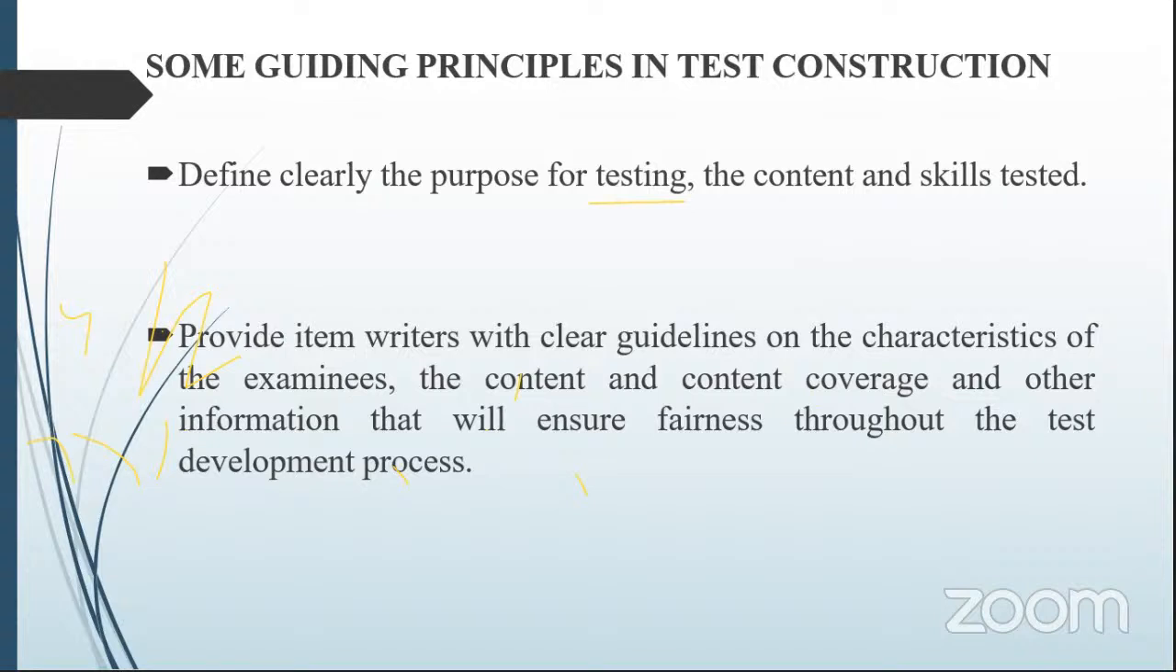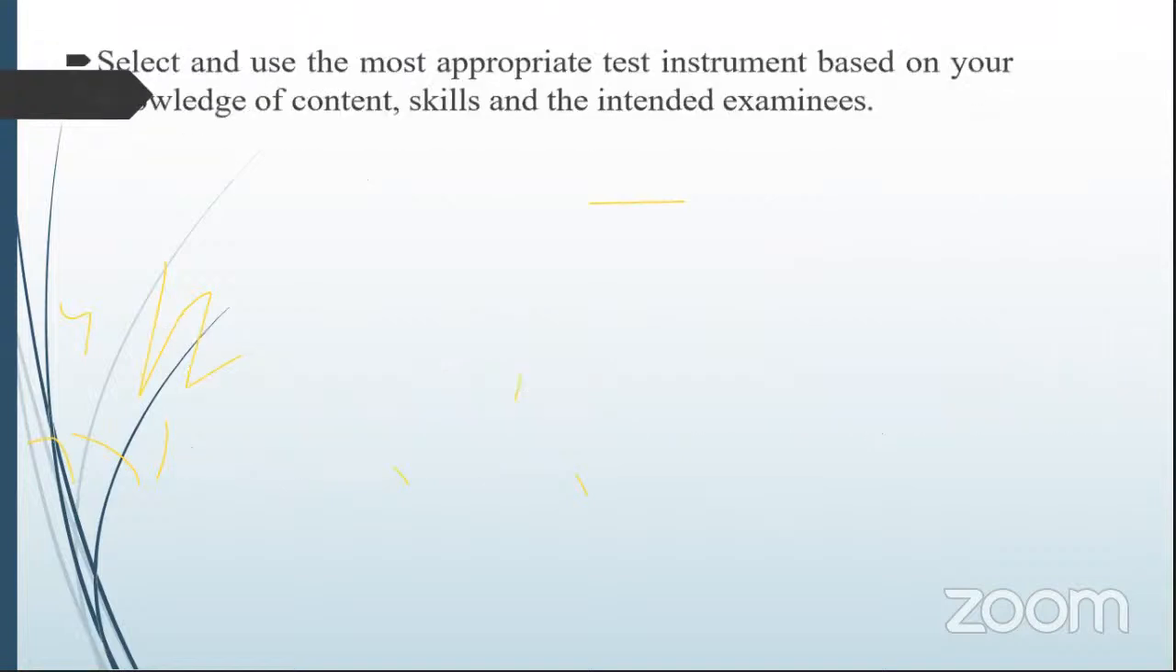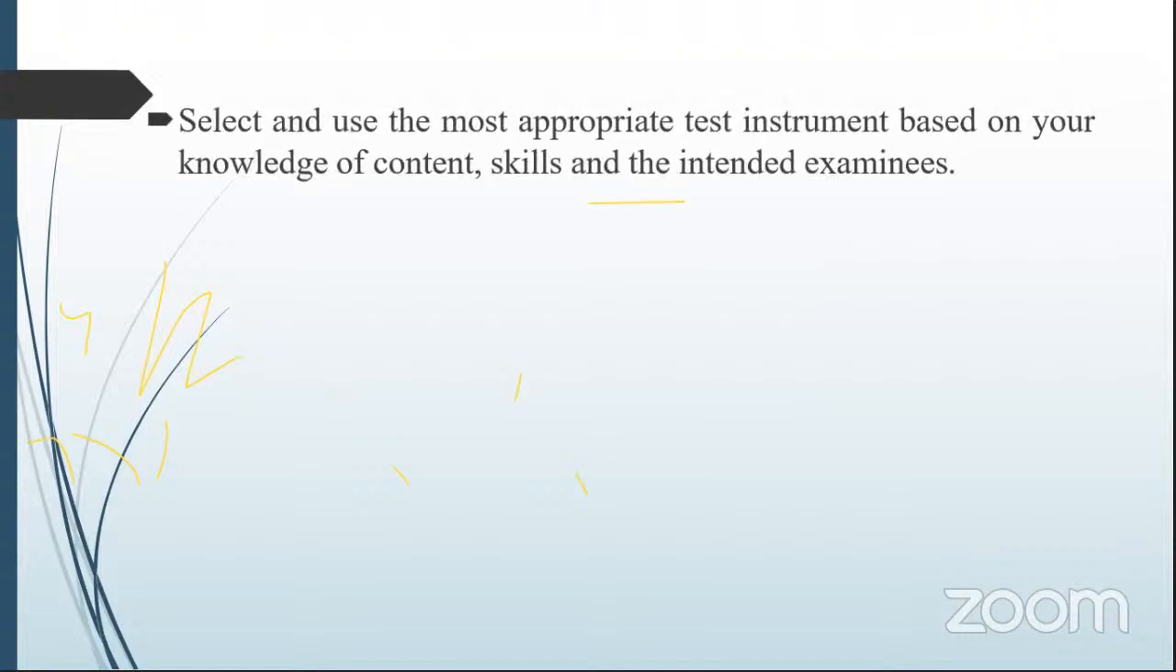So this can happen even at classroom level. Maybe someone was not teaching this class. It is important that clear guidelines are given to the one that is writing the item, and also the content coverage, how far you've gone, and other information that will ensure fairness throughout the test development process. Also, selecting and using the most appropriate test instrument based on your knowledge of content, skills, and the intended examinees.